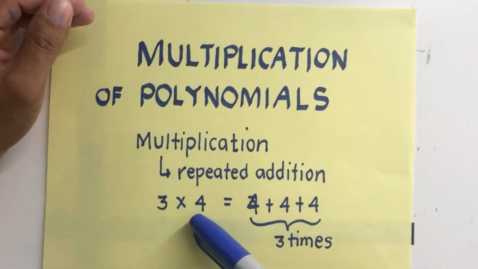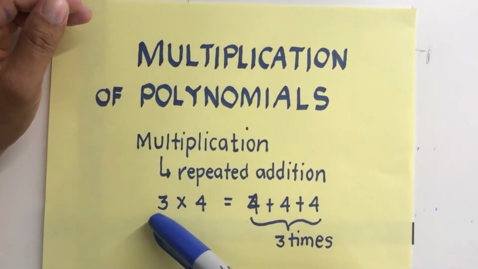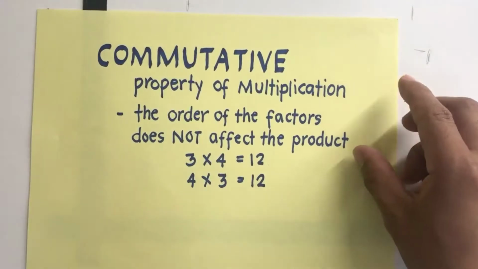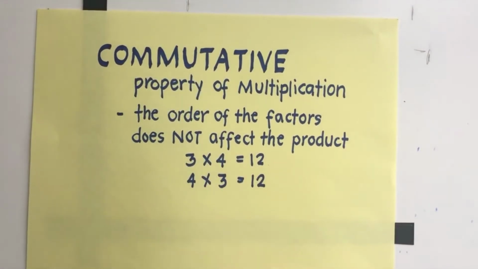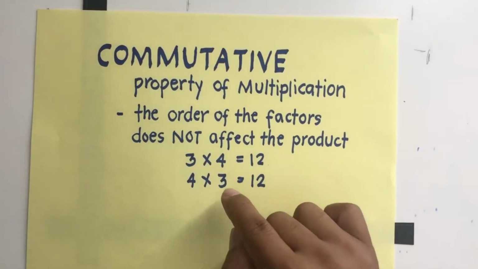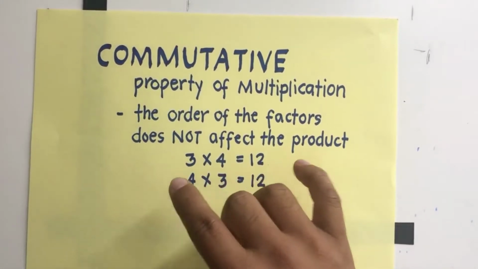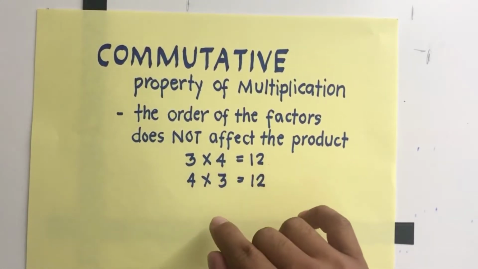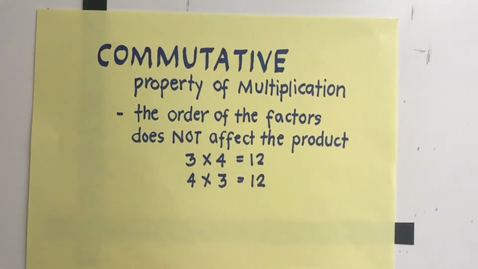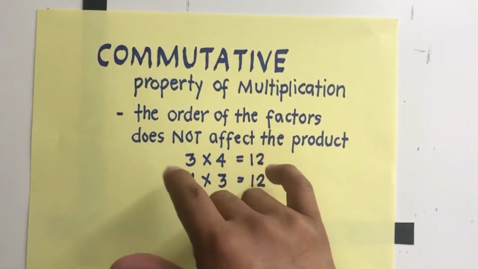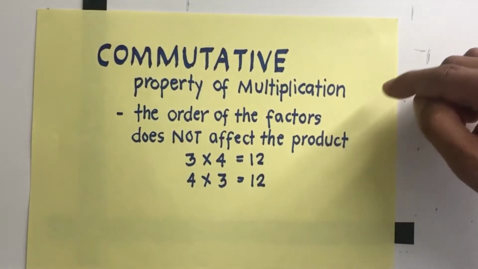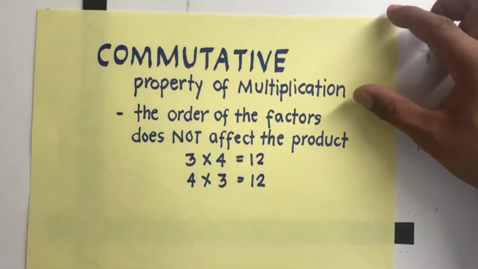We call the 4 as the multiplicand, and we call the 3 as the multiplier. Now, notice that when you multiply 3 times 4, you will also get the same result as 4 times 3. The order of the factors does not affect the product. And we call that property of multiplication as the commutative property of multiplication. Later on, you will apply this property when we multiply polynomials.